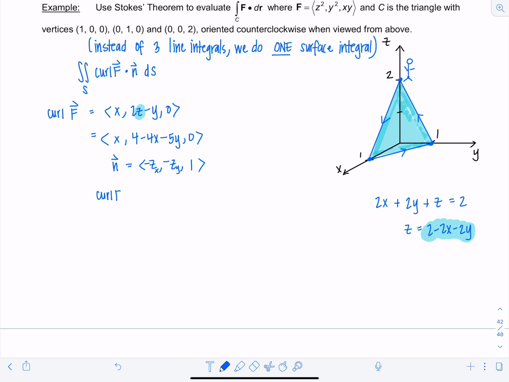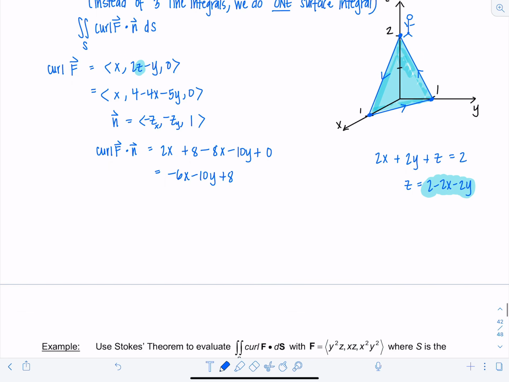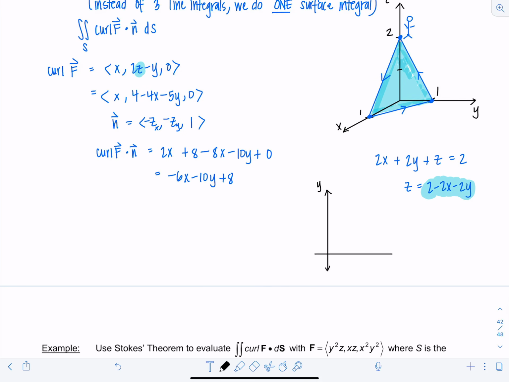Okay, so curl of f dotted with n is going to give us, you just do a little dot product, 2x plus 8 minus 8x minus 10y plus 0. Nice, I like it. Negative 6x minus 10y plus 8. Okay, good. So everything's in terms of x and y. When I evaluate this surface integral, I'm going to do a double integral over whatever region I want. Let's use the xy plane. That seems to make the most sense.